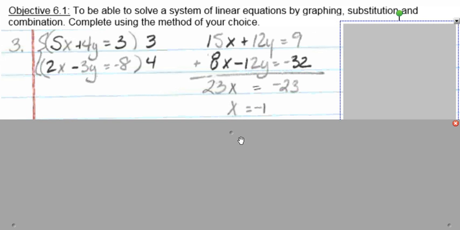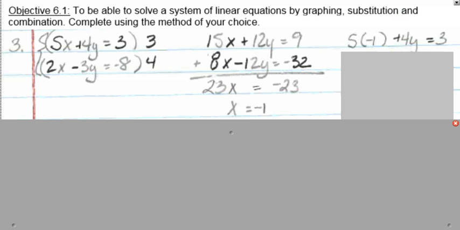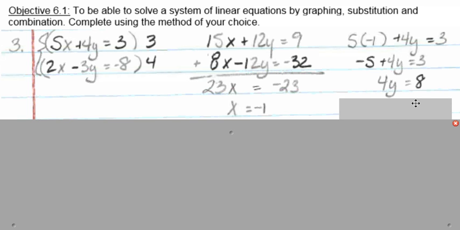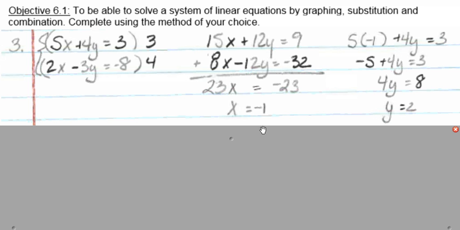Now that I know the value for x, I could substitute that into one of my two equations and solve for y, and we'd go back to the originals to do so. So if I substitute my value for x into the first equation, now I can solve for y, so I could multiply, then I would end up adding 5 to each side, and then dividing by 4, so y equals 2. So it appears that I have a solution of negative 1, 2 for my system.